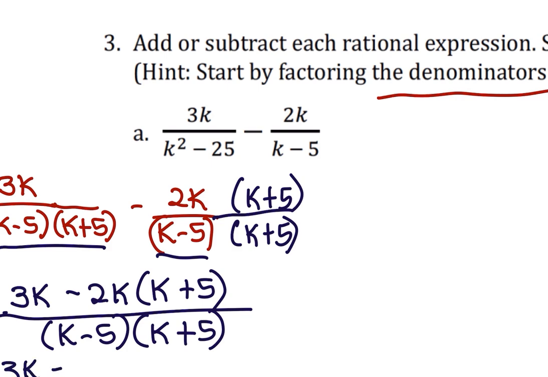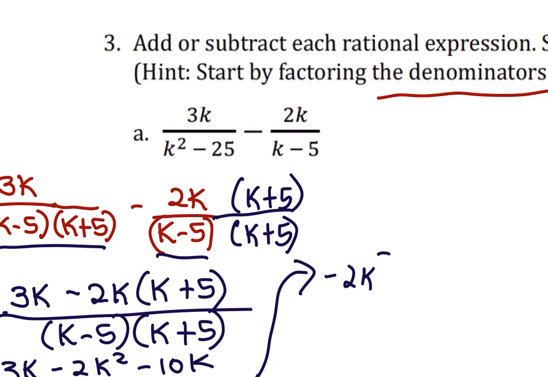Now we have 3k minus 2k squared, because I'm distributing the 2k and it's going to be subtraction. And then make sure you get a minus 10k there. And it's all over k minus 5 and k plus 5. So now we can combine the 3k and the negative 10k, and our final answer, in descending order, is negative 2k squared minus 7k, all over k minus 5 and k plus 5.